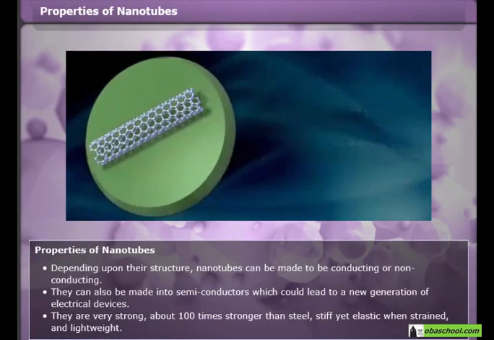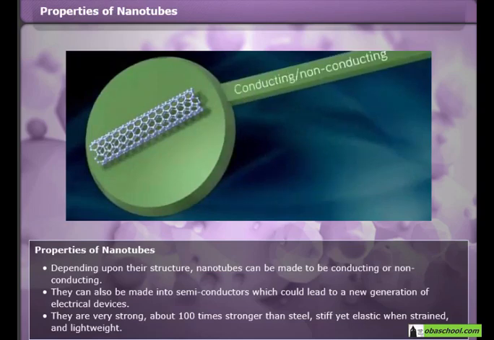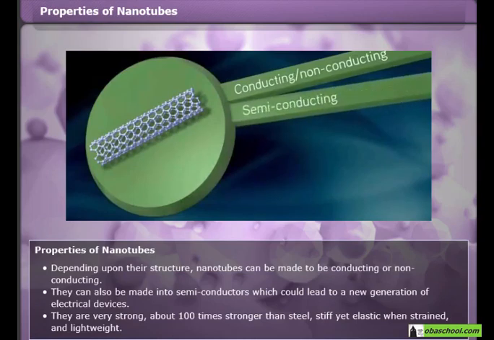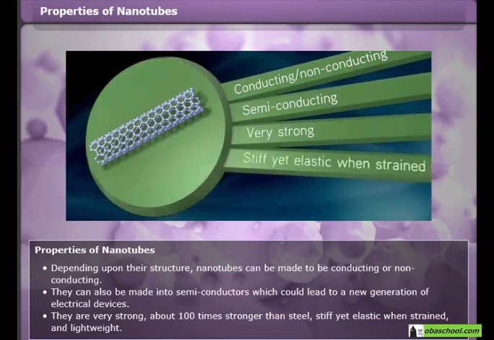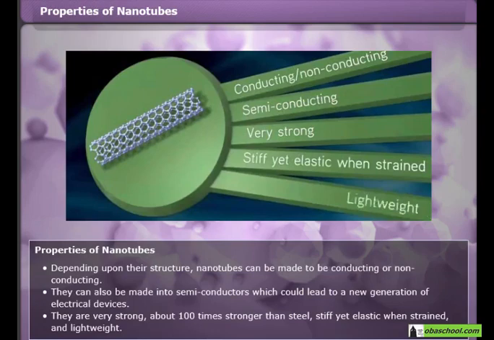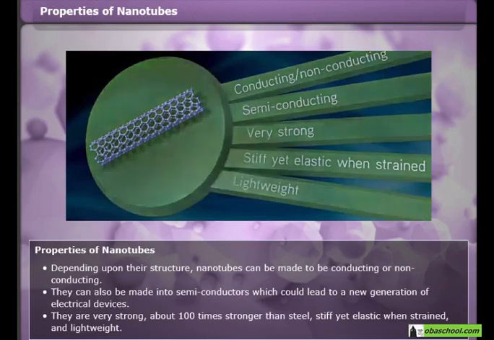Properties of nanotubes. Depending upon their structure, nanotubes can be made to be conducting or non-conducting. They can also be made into semiconductors, which could lead to a new generation of electrical devices. They are very strong, about 100 times stronger than steel, stiff yet elastic when strained, and lightweight.